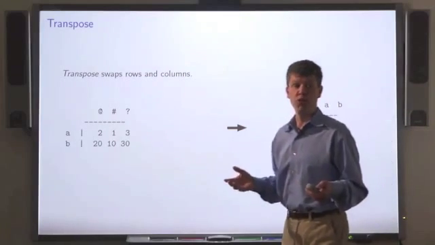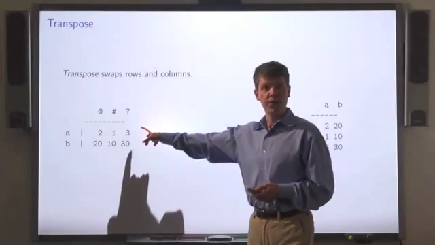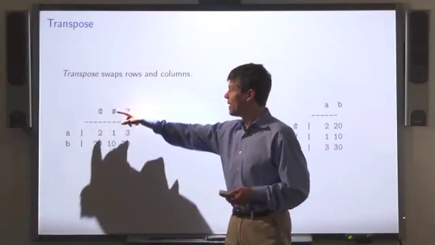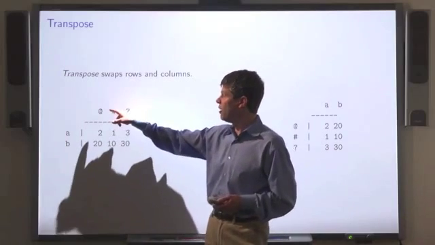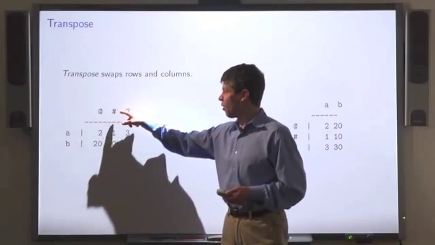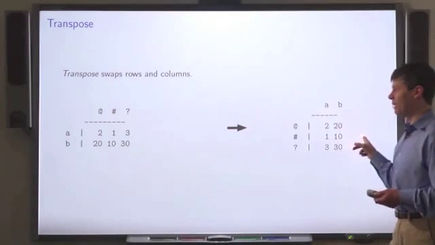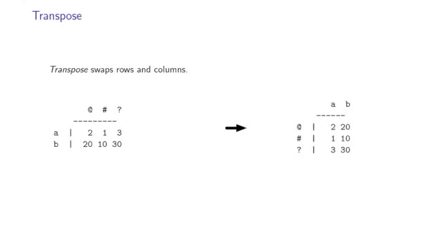Transpose swaps rows and columns. So if you start with this matrix, where the row labels are a and b, and the column labels are @, #, and ?, you apply transpose, you get this matrix. So for example, the entry in row a and column # of the original matrix is the entry in column a and row # of the transposed matrix.